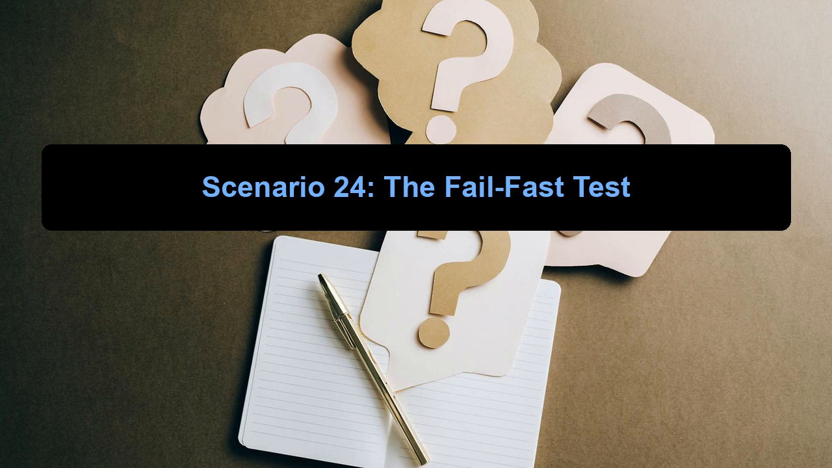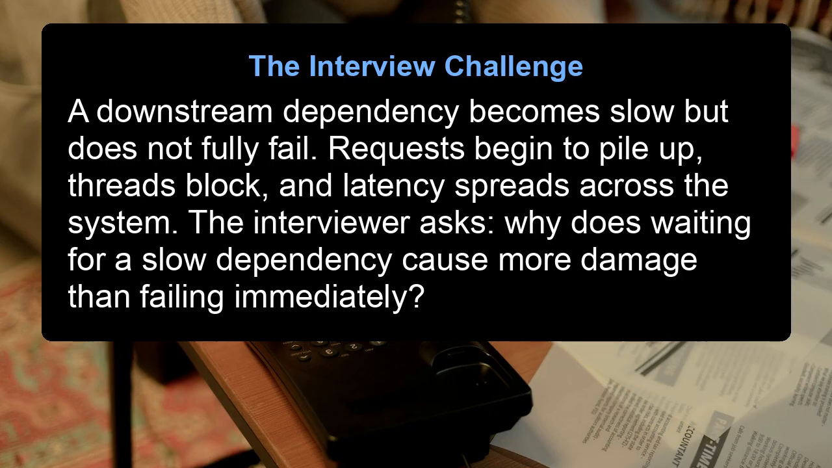Scenario 24, the fail fast test. The interview challenge. A downstream dependency becomes slow but does not fully fail. Requests begin to pile up, threads block, and latency spreads across the system. The interviewer asks, why does waiting for a slow dependency cause more damage than failing immediately?